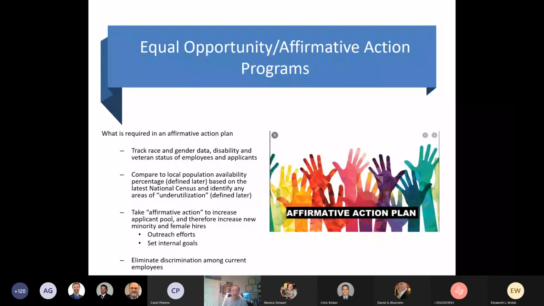And that can include outreach efforts, setting internal goals, having additional levels of review in terms of layoffs or terminations, anything that's, again, an action that you can take to try and make your numbers a little bit better. And then obviously, above all, eliminating discrimination amongst current employees.